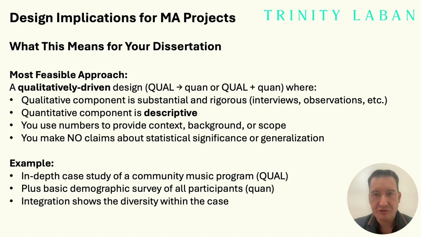But, and this is crucial, you make no claims about statistical significance or generalizability. You're using the numbers descriptively. You might say the 8 teachers in this study collectively taught, let's say, 140 students, with individual caseloads ranging from 8 to 35 students. It's contextual information. You're not claiming this is statistically representative of all instrumental teachers. You're just adding context to your own qualitative data.